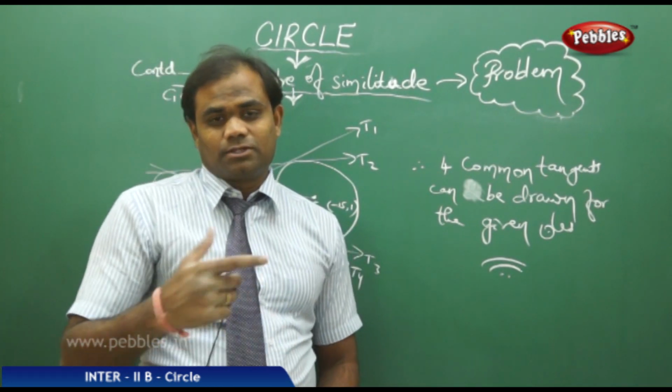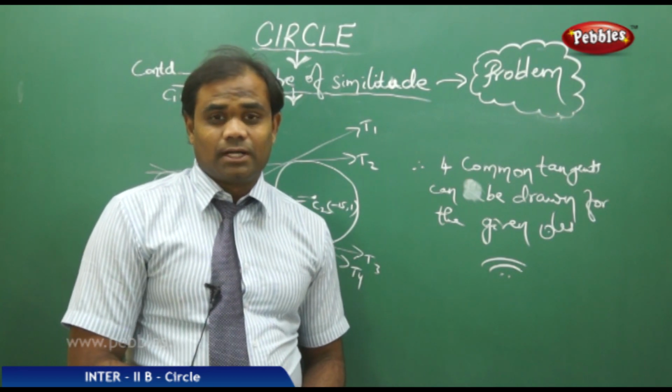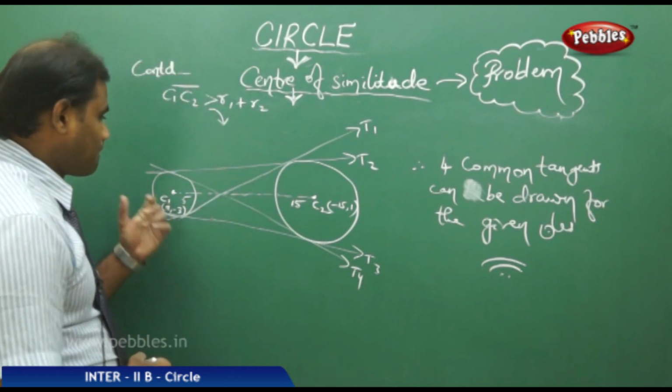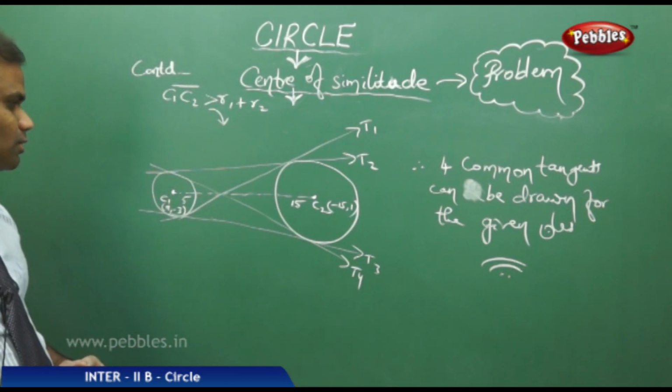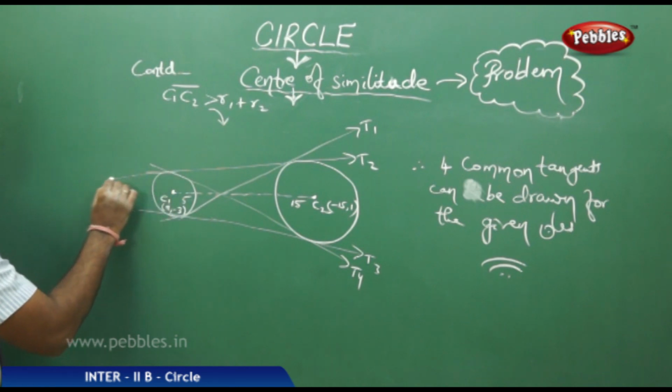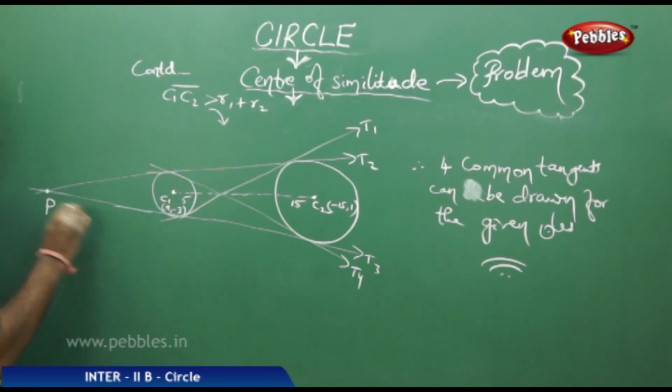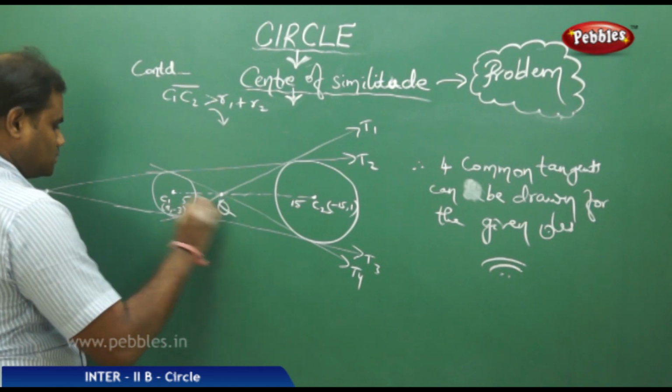Now next comes the part 2 of the question, which wants us to find the centers of similitude. Now we know that for these two disjoint circles there are two centers of similitude, one being this and one being this.